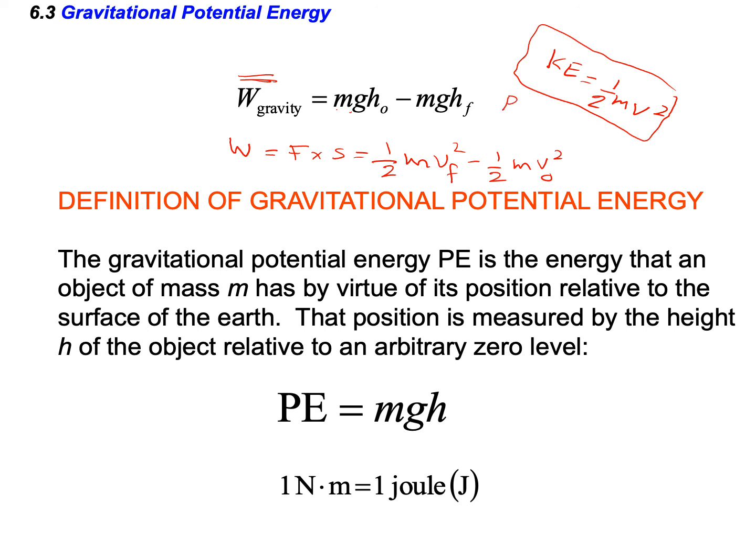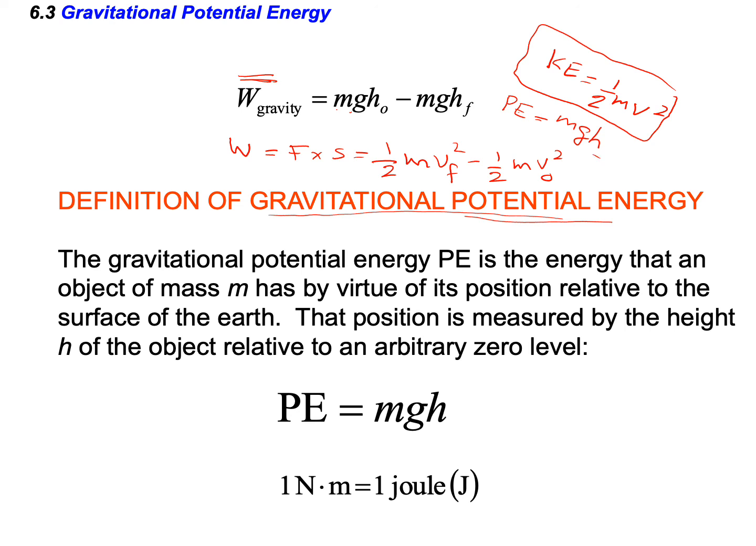So we're going to learn another one. We call it potential energy. Since it's against gravity, we call it gravitational potential energy. PE is equal to mass times gravity times h. You can put f or initial depending on final or initial. So there's initial gravitational potential energy and final gravitational potential energy.